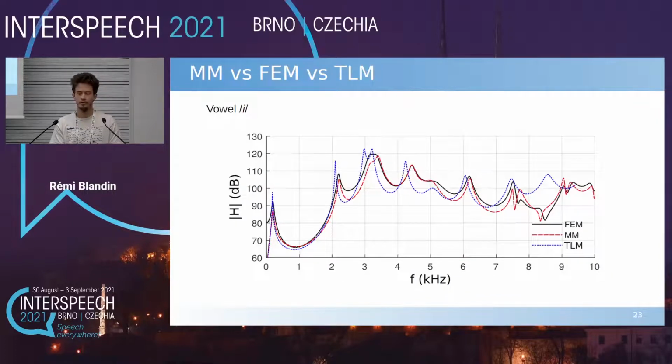And if we look at the vowel E, we have an average case, I would say, in which there is less difference, and in particular less difference between finite element and the proposed method, but still in some frequencies some significant difference. So why are there still differences between the proposed method and the finite element?